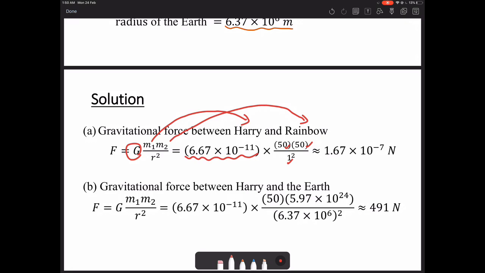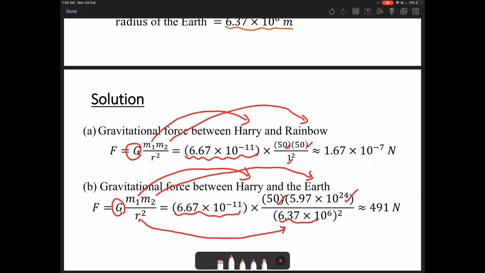B. Gravitational force between Harry and the Earth. Big G is still a constant. m1 is the mass of Harry, m2 is the mass of the Earth, and we just substitute. This r is the distance between Harry and the Earth, which is the radius of the Earth. We substitute there, and the result would be 491.